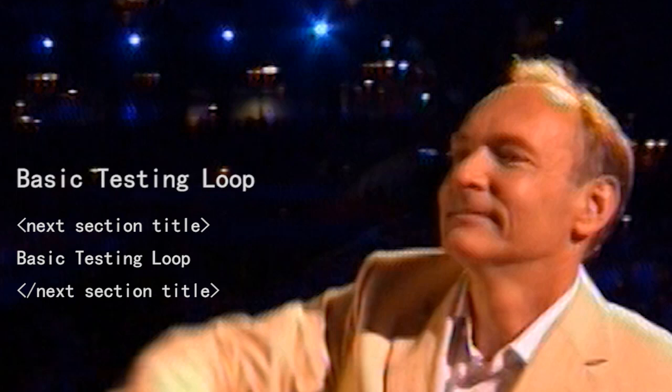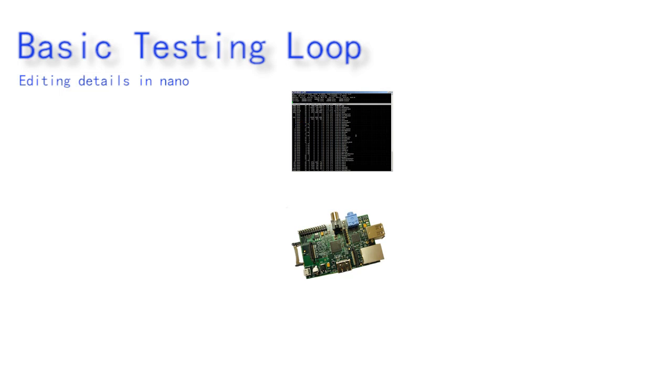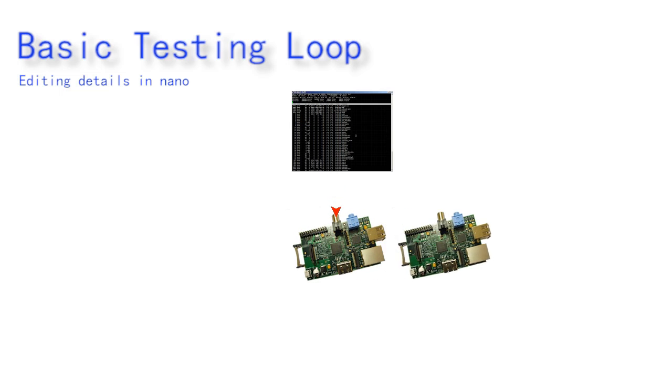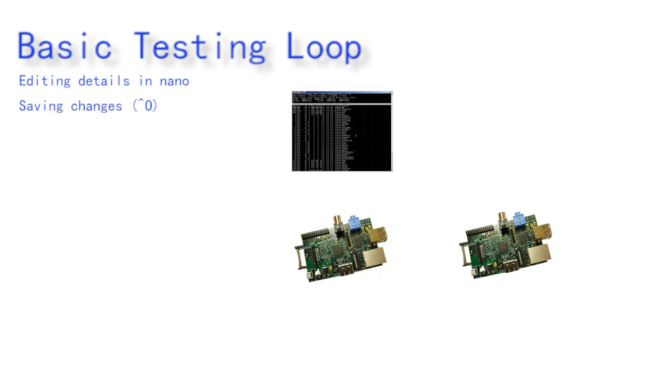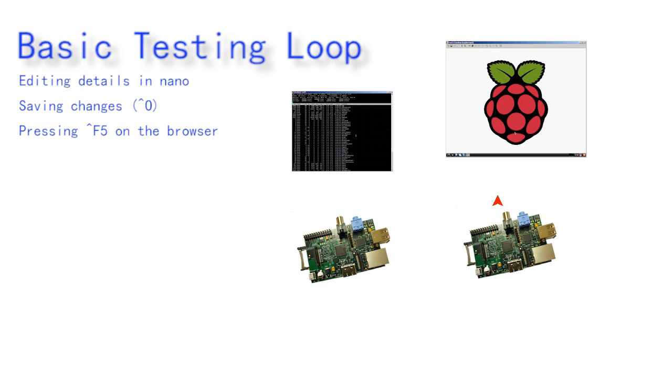Our basic loop. Now this circuit of operation is going to become familiar. Editing details in Nano, saving the changes by pressing Ctrl-O, moving to the browser and pressing Ctrl-F5 to see the results.